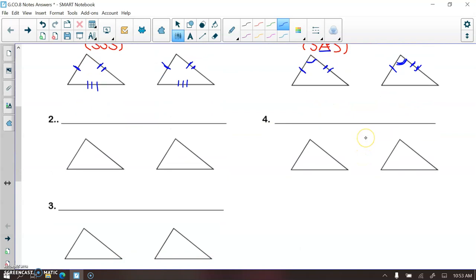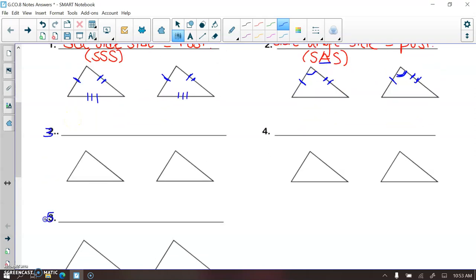All right, looking at the next one. I'm sorry, my numbering's off. On yours, it's fixed. So this is 3, 4, and 5. All right. So my next one, we have the angle side angle congruence postulate. A way to abbreviate angle side angle is ASA.